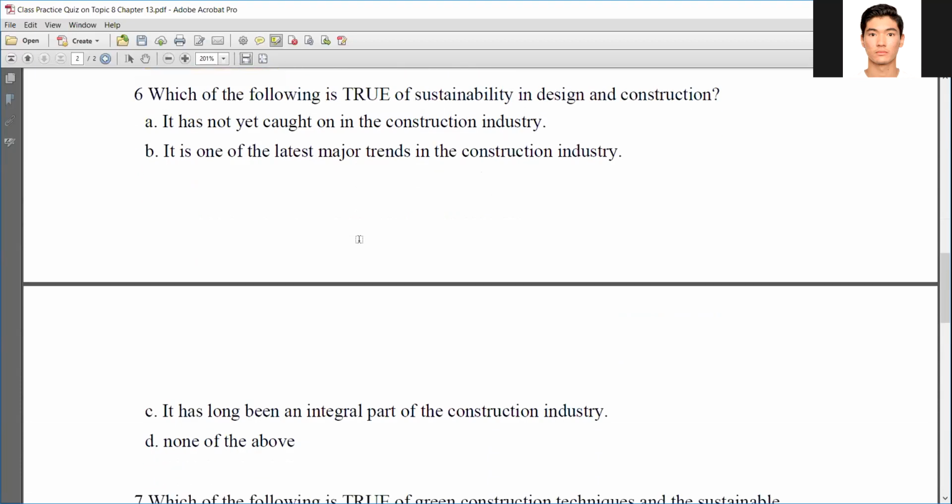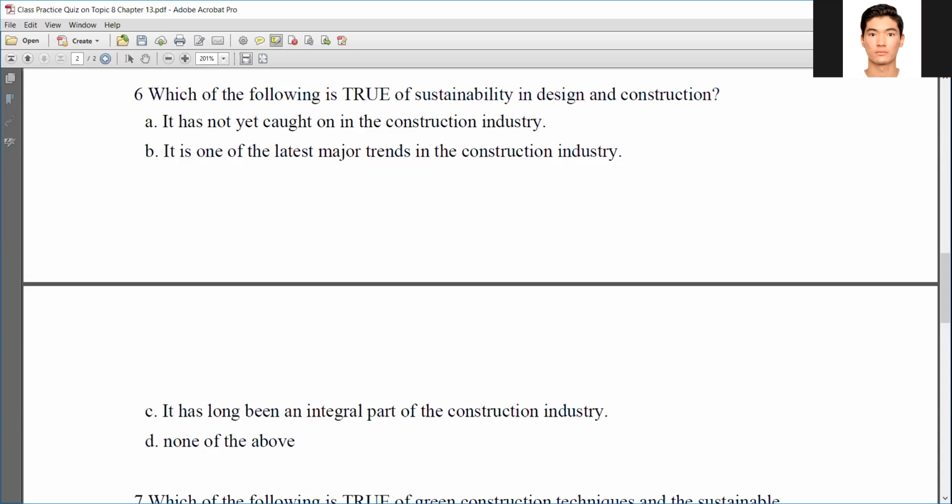Okay, next is: which of the following is true of sustainability in design and construction? It is one of the latest trends. B. Okay, so you have said that it is one of the latest major trends in the construction industry. One of the choices was none of the above, so that is not the choice. So yes, it is one of the latest major trends in the construction industry.